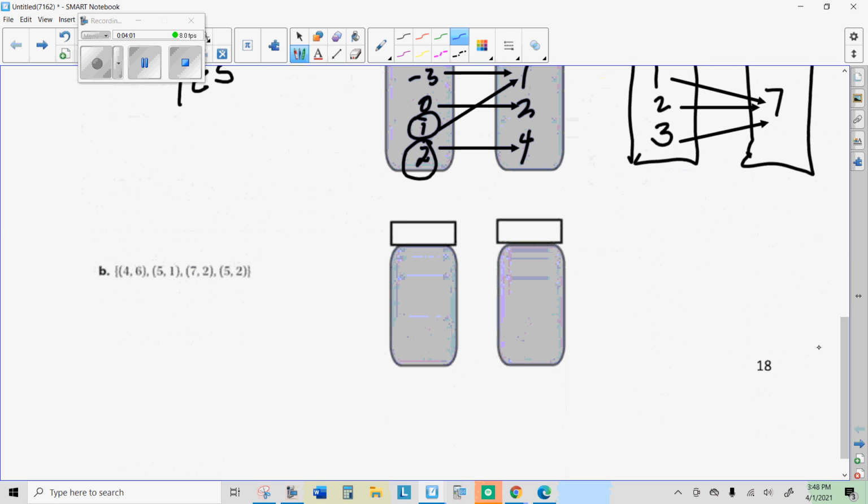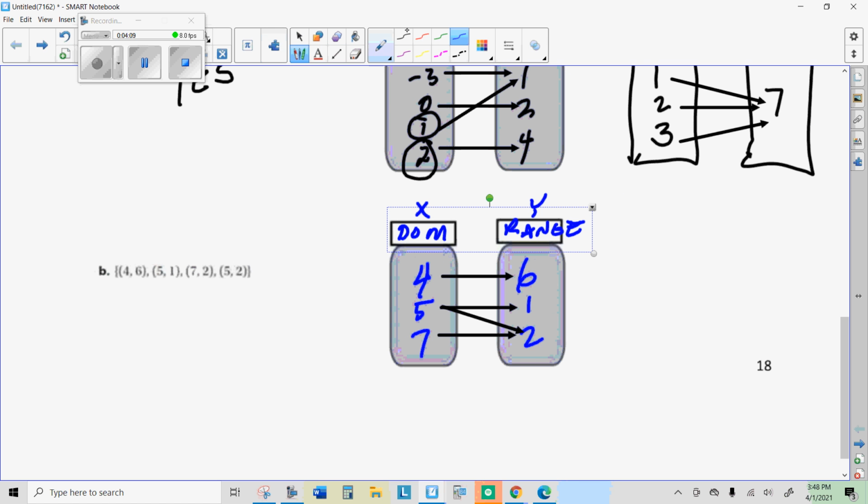All right, I'm going to let you try that. Go ahead and fill in the jars correctly and put in your arrows and see if you think this is a function. You should be thinking this is not a function, and the reason it's not is because of this number right here, the 5. It has 2 different range numbers associated with it, 2 outputs for 1 input. That is not a function.